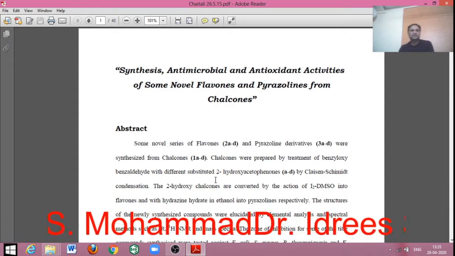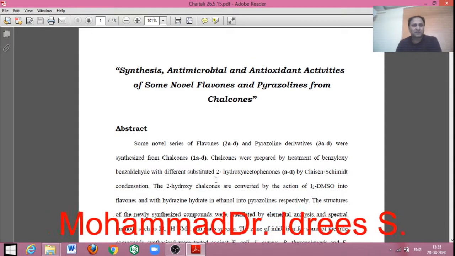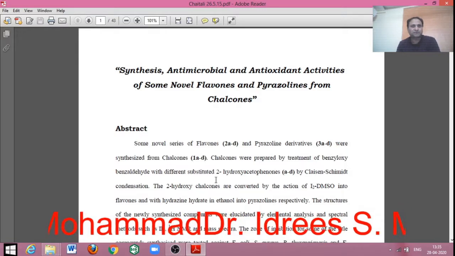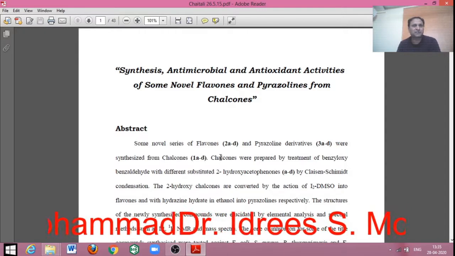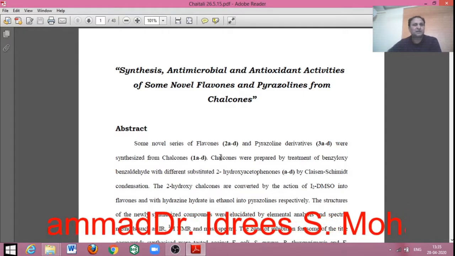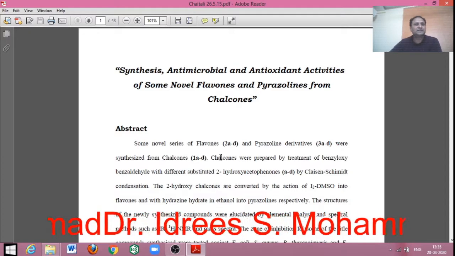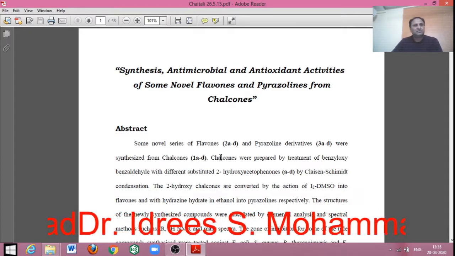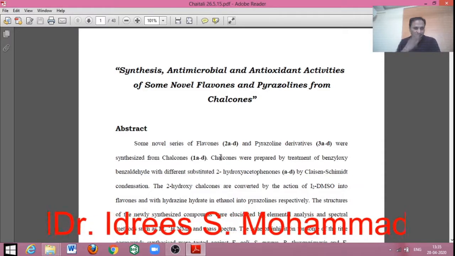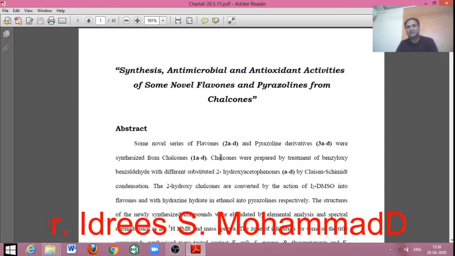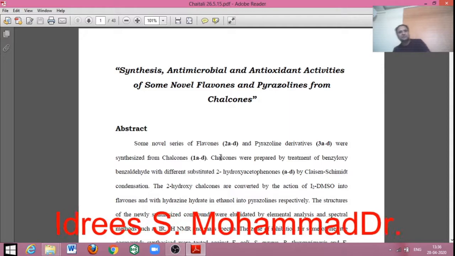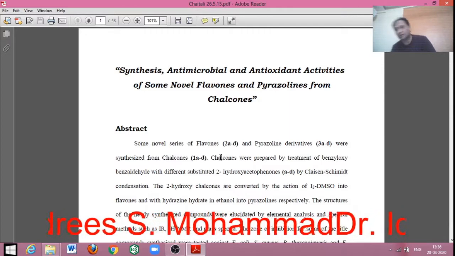Professor of chemistry working at the Institute of Science in Nagpur. I'm going to discuss one of the projects of my student completed in the session 2014-15 and submitted to the university: the synthesis, antimicrobial and antioxidant property of some novel flavonoids and pyrazolines from the chalcones.